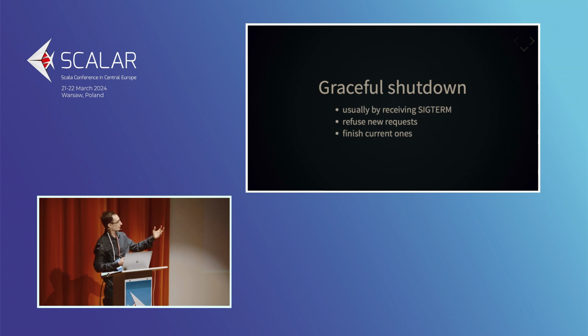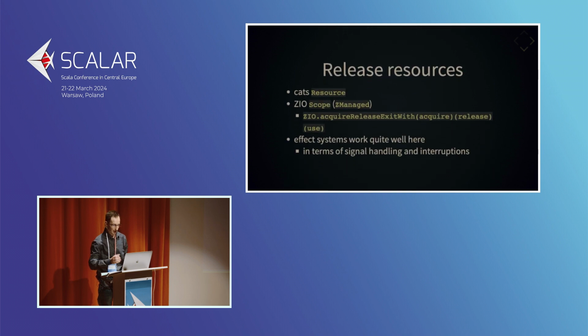What should your app do? It should refuse any new incoming requests. It should finish current ones, close all the resources, and so on. It's an easy concept. Speaking about resources in Scala, of course, we have cats Resource, we have ZIO Scope. Previously in ZIO 1.0, it was ZManaged. We have all flavors of those methods like acquire, release, and so on. We have a lot of them.